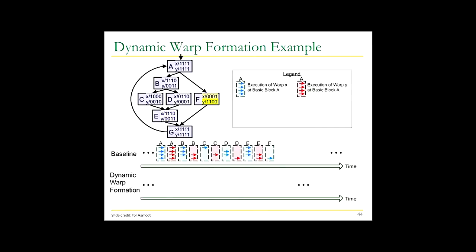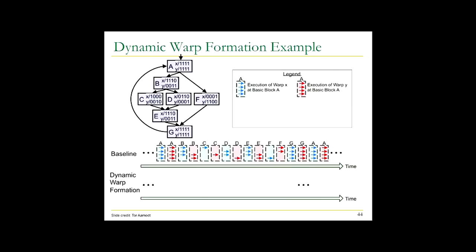And I'll recommend that you do that on your own and see how things behave. By the way, here we have warp X and warp Y. They all start at the same point, and these are the mask bits. At this point, all threads in the warp are executing the same instruction. But in warp X, only the first 3 threads are executing the instruction at B, and the other one goes to F. And in warp Y, only the last 2 threads are executing the instruction at B, and the other 2 go to F.